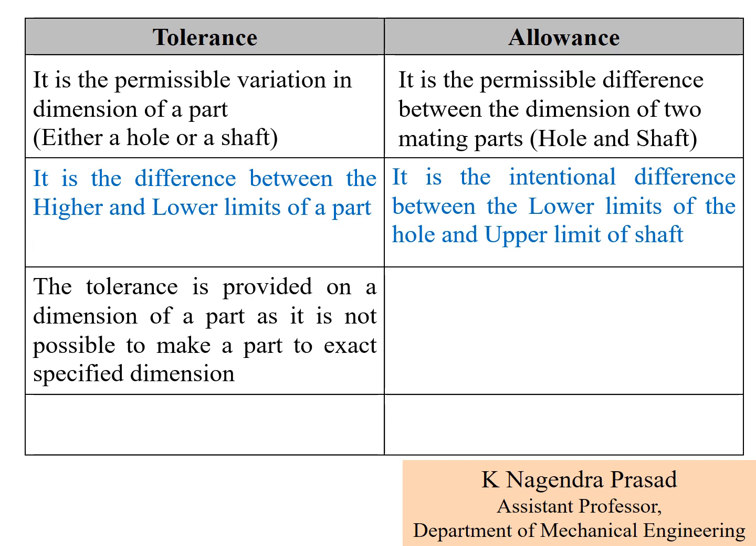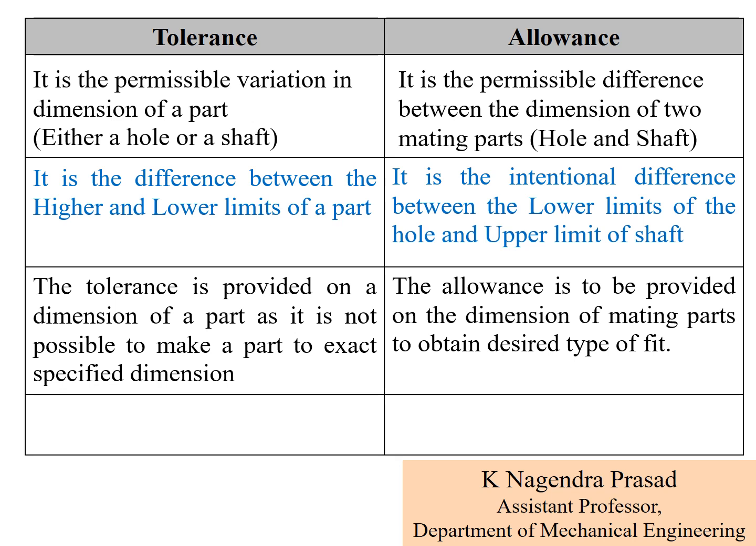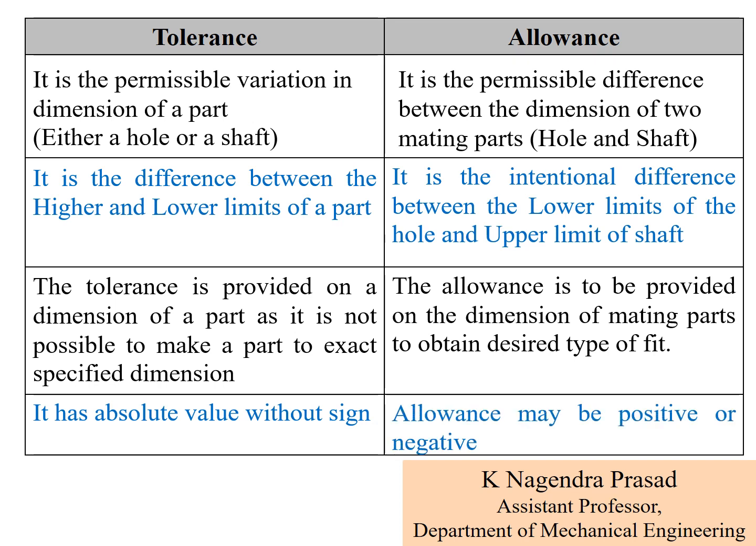Tolerance is provided on the dimensions of a part as it is not possible to make a part to the exact specified dimensions. But allowance is provided on the dimensions of mating parts to obtain a desired type of fit. So for different types of fit, the allowance will change. Tolerance has an absolute value without a sign, but allowance may be positive or negative, depending upon the type of fit.